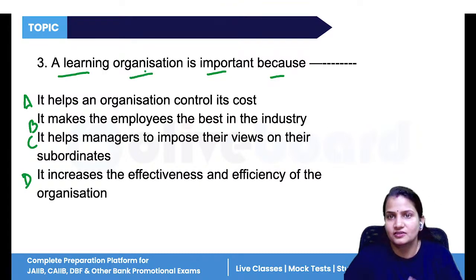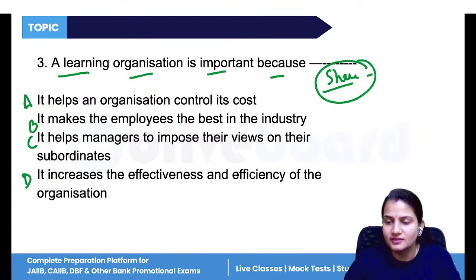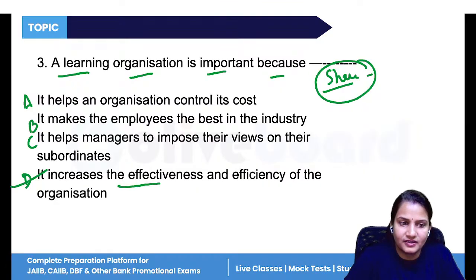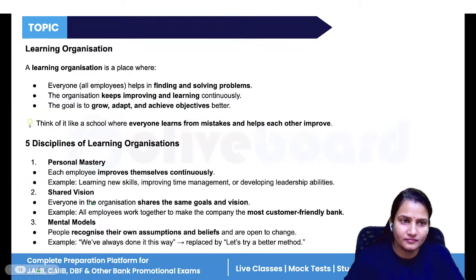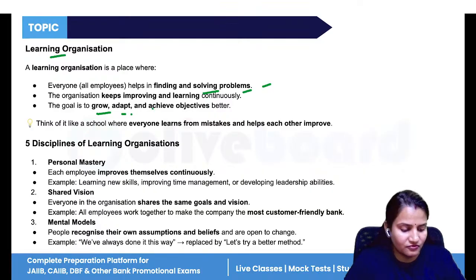So learning organization is what? Learning organization means a place where everyone comes together. They learn together, they share new knowledge, they share experiences together, so that everyone can learn in that particular environment. With this one can increase their efficiency and effectiveness. So it increases the effectiveness and efficiency of the organization. So a learning organization is an organization where everyone comes together to talk on any problem, to find solutions on any managerial level problem, to effectively work together. The company's goal is to adapt, to grow, and to achieve objectives better.